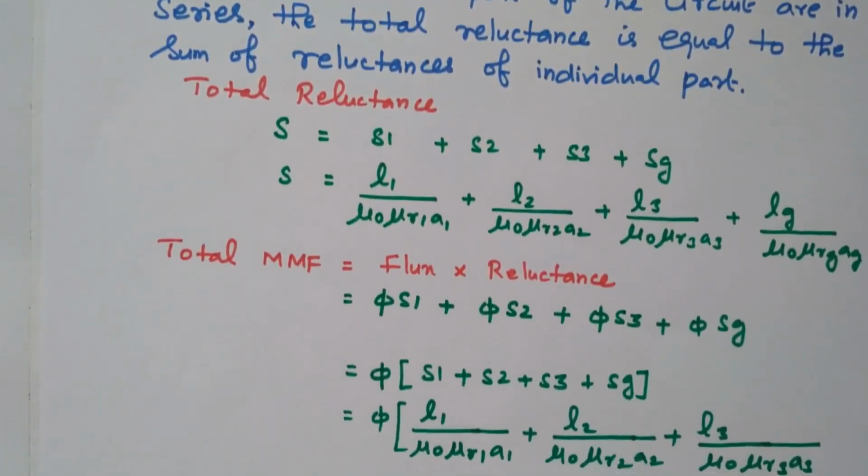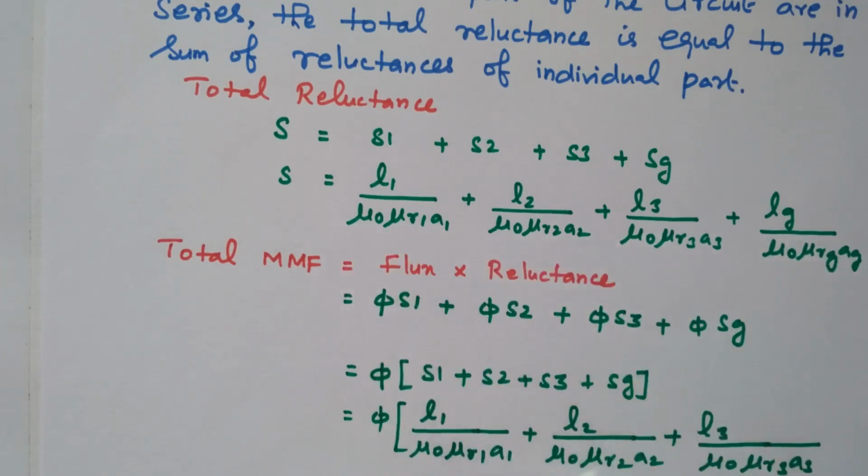We already discussed the reluctance. S can be written as L divided by mu naught mu R into A. So the general formula is available, like resistance with resistivity, here we have the reluctance. L1 divided by mu naught mu R1 into A1 is for the first magnetic material. L2 divided by mu naught mu R2 into A2 is for the second magnetic material. L3 divided by mu naught mu R3 into A3 is for the third magnetic material. Then the air gap, Lg divided by mu naught mu Rg into Ag. So this is the reluctance.